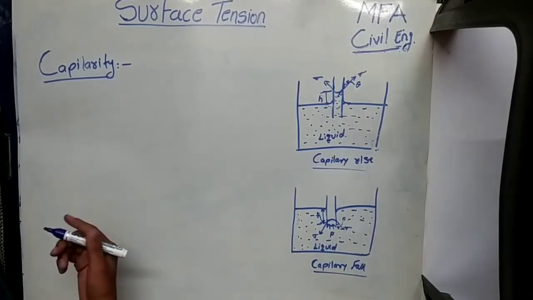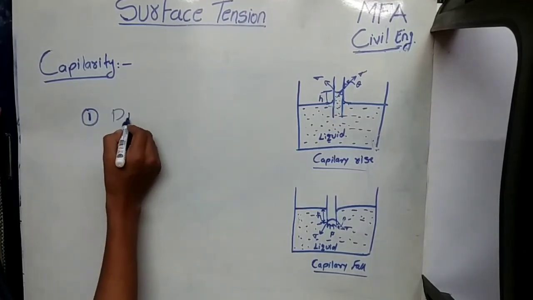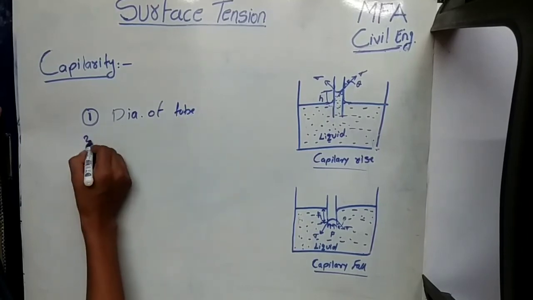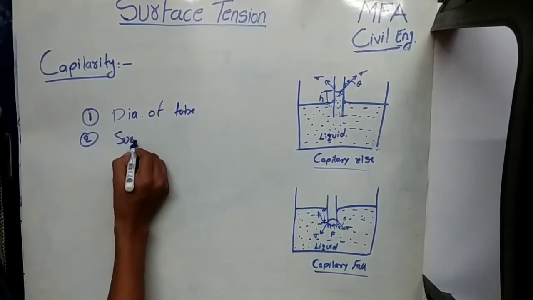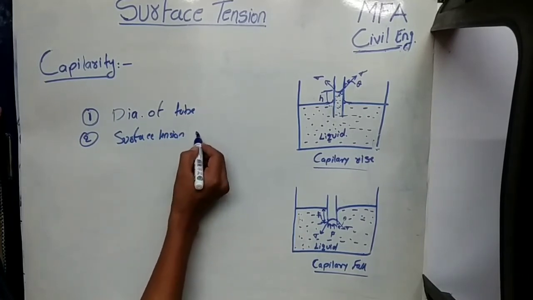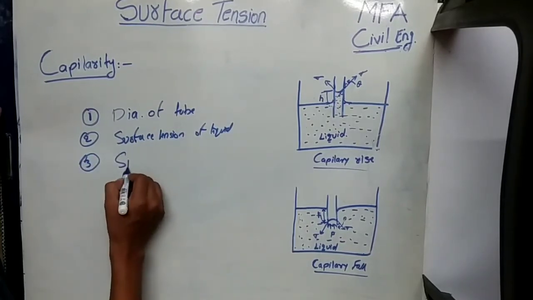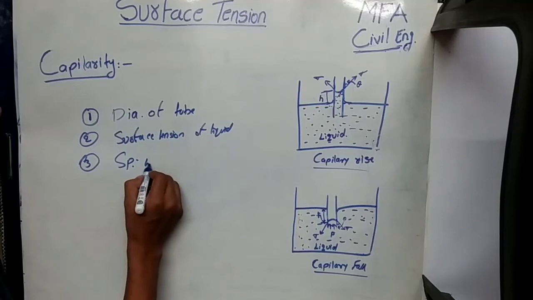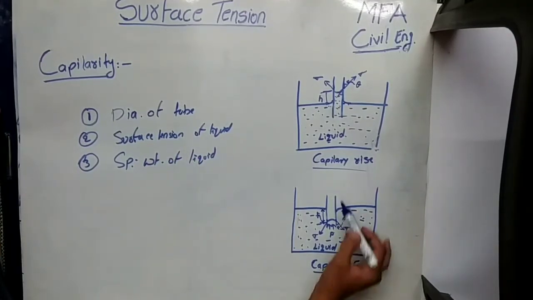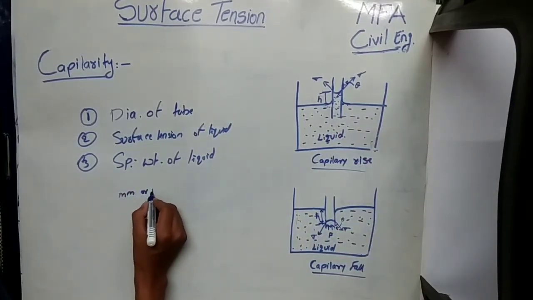Capillarity depends on various factors: first, the diameter of the tube; second, the surface tension of the liquid; and third, the specific weight of the liquid. This rise and fall of the liquid is measured in mm or in centimeters.